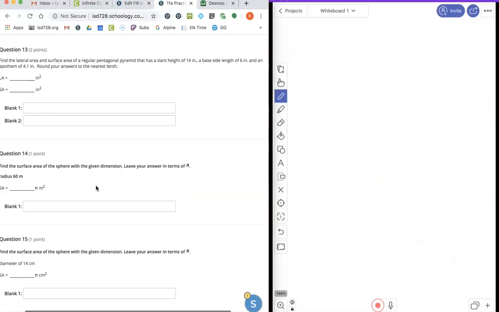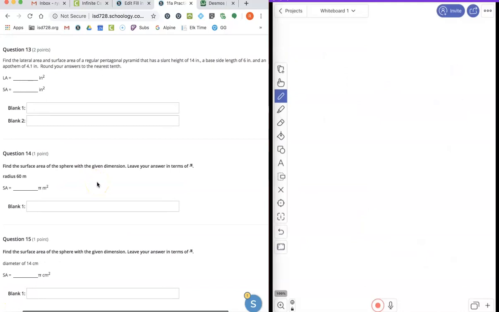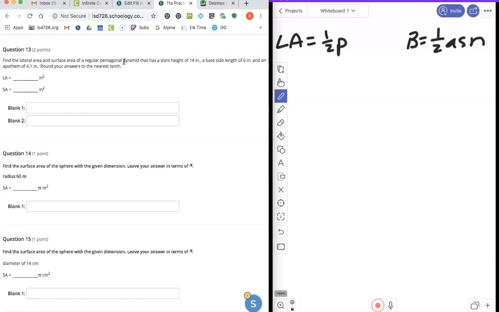All right, looks like our next thing is going to be some word problems. We're going to figure out, well, still LA and SA, but we just have to get the information from the word problem instead of the picture. We have a regular pentagonal pyramid, so that means for the base, it's going to be 1/2 ASN. It's a pyramid, which means we're going to have triangular faces, 1/2 PL, and then our surface area is going to be combining those two. Okay, so the lateral area, do we have everything we need for that? Let's see. We have a slant height of 14, which we do need in that formula.